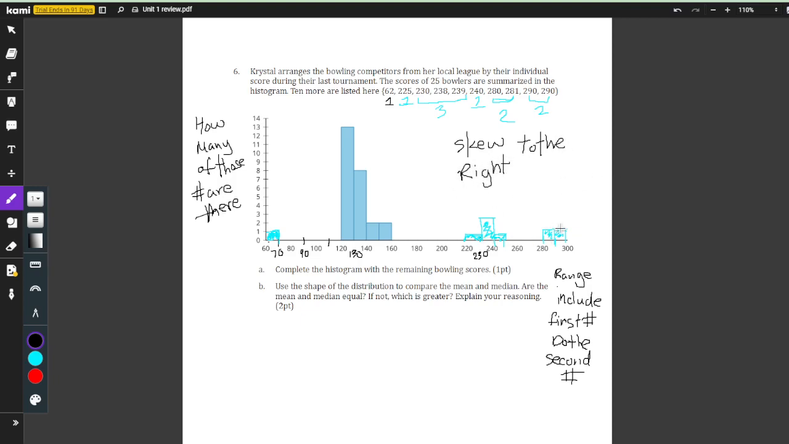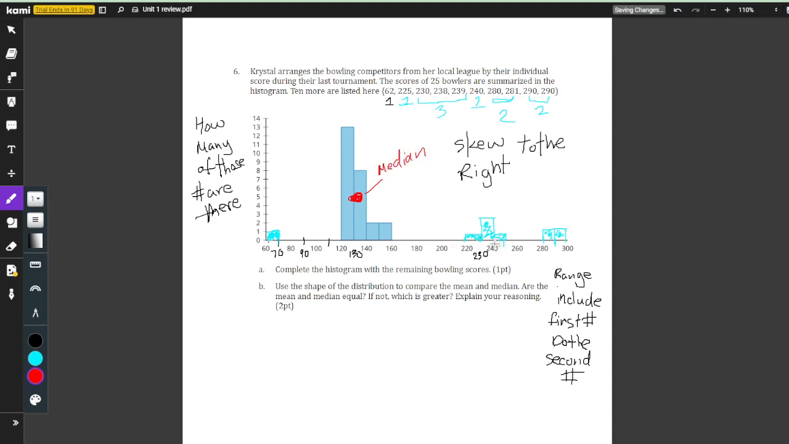This is a skew to the right because very few points are on the right. Most of your points are over here. So if we have a skew to the right, that means our median is somewhere in this area right here. So our median should be right here.